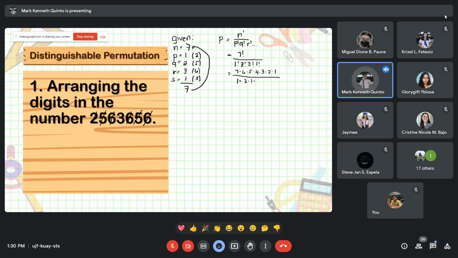And 3 factorial, that is equal to 3 times 2 times 1, and 1 factorial is equal to 1. Now, as you can see here in our data, we can cancel out 3 times 2 times 1 and 3 times 2 times 1 from the denominator. So what remains is 7 times 6 times 5 times 4 all over 1 times 2 times 1 times 1.